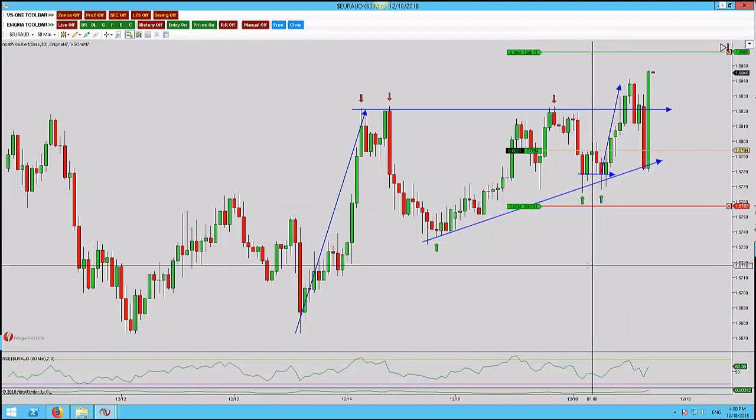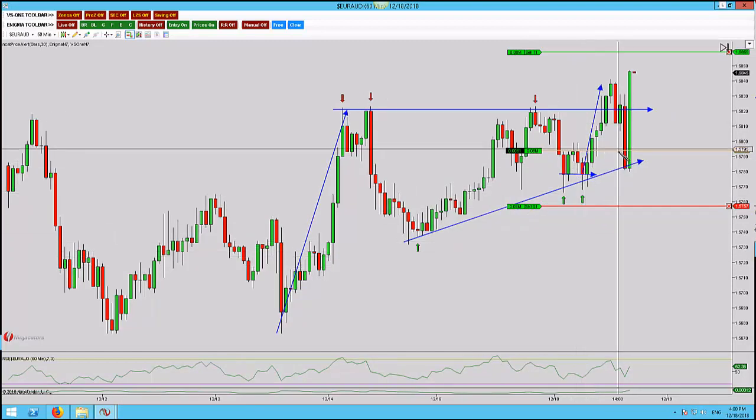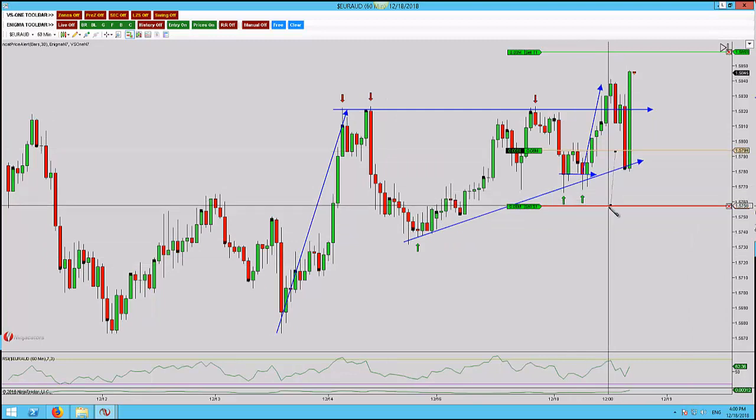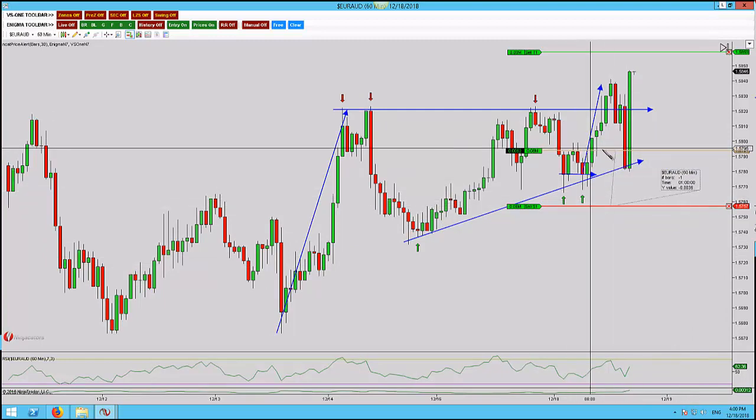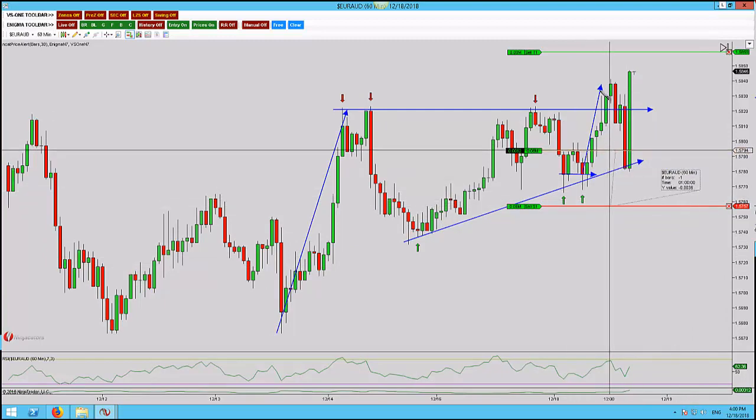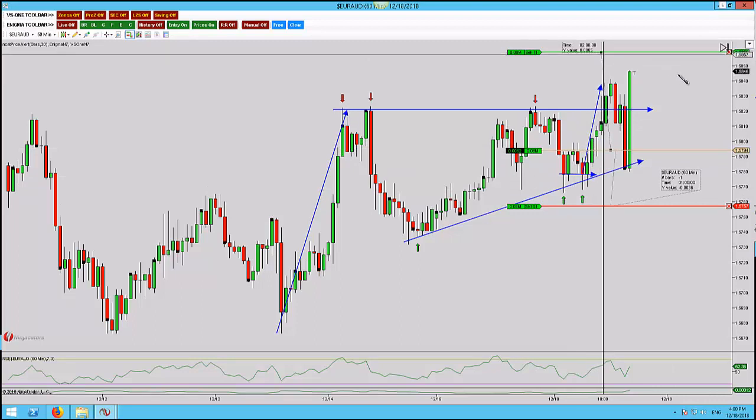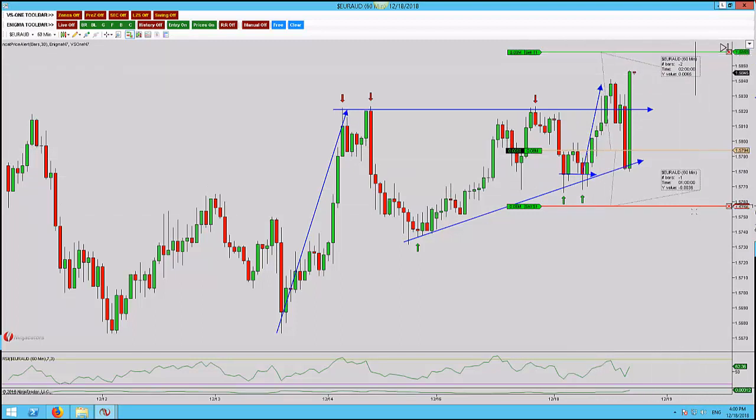And in terms of risk then, I had quite a nice risk to reward on this trade. So risk here 36 pips. And the reward, if we can get up there, is 65. So almost a 2-to-1 risk to reward here.